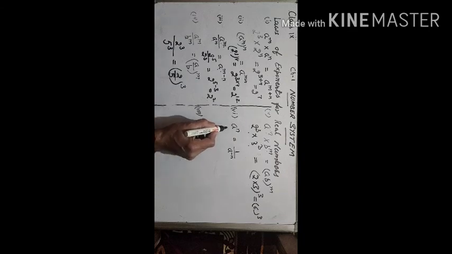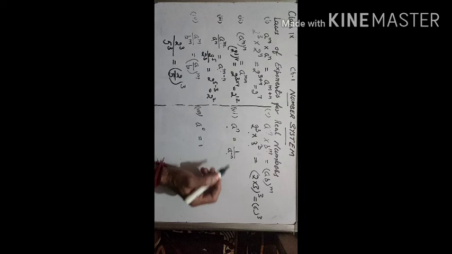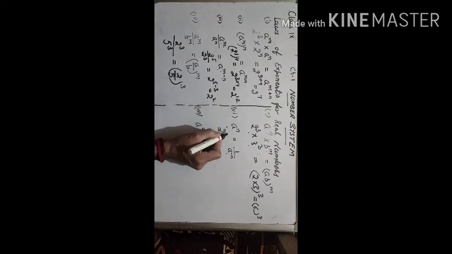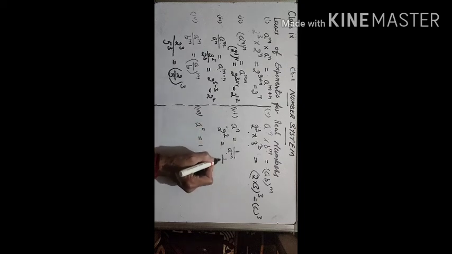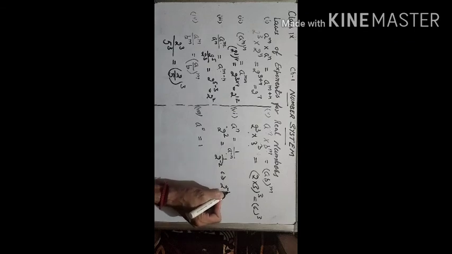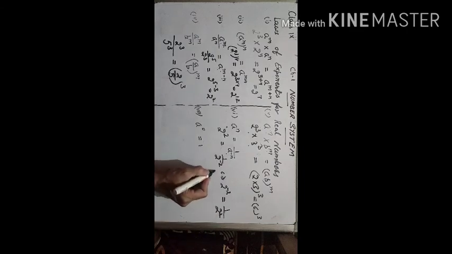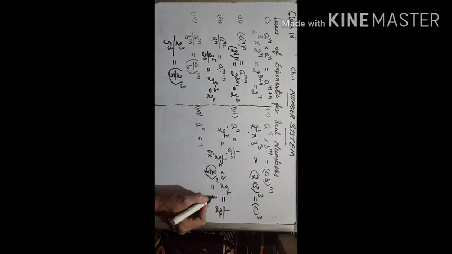Next law is a to the power n is equal to 1 by a to the power minus n. Suppose 2 to the power 2, that is equal to 1 by 2 to the power minus 2, or 2 to the power minus 2 is equal to 1 by 2 to the power 2. We have to reciprocate. Example is 2 by 3 to the power minus 1, that is 3 by 2 to the power 1.